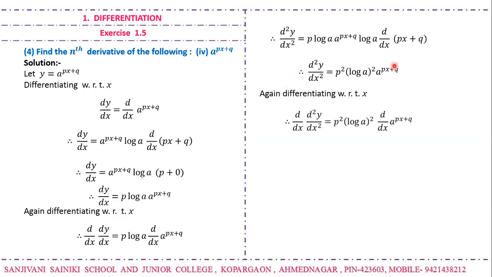Now again we will differentiate this function with respect to x. So we get the third order derivative. Now p square log of a bracket square is a constant. So to differentiate only a raised to px plus q.